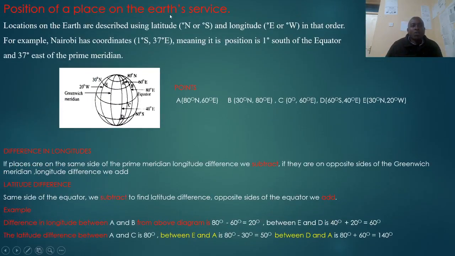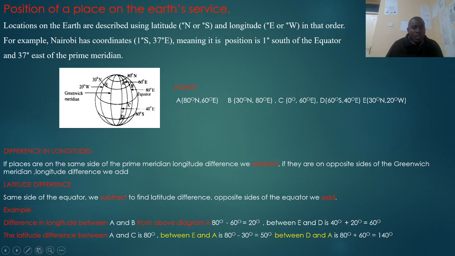Let's now talk about how we can locate a position on the Earth's surface. Now, we have said from above that a position on the Earth is described by latitude, that is north or south, and longitude, east or west, in that order. That means you start with a latitude followed by a longitude on the globe. For example, we can say that Nairobi has a coordinate of 1 degree south and 37 degrees east. This means that its position is 1 degree to the south of the equator, and 37 degrees east of the prime meridian.